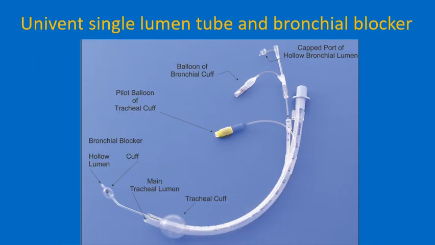This is the Univent single lumen tube and bronchial blocker. Here we can see this is the single lumen tube, and it has an attached integrated bronchial blocker. This integrated bronchial blocker has a cuff and a separate pilot balloon, and it has an internal lumen also, so that through this we can do endobronchial suction.